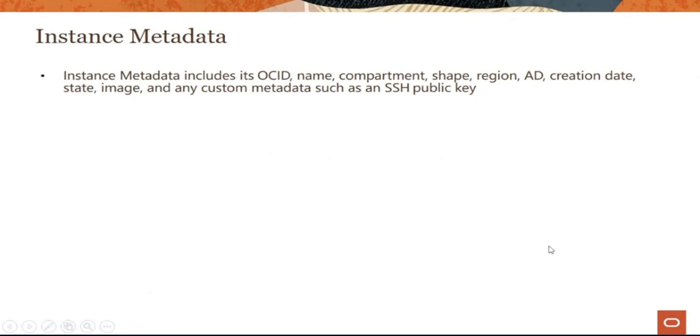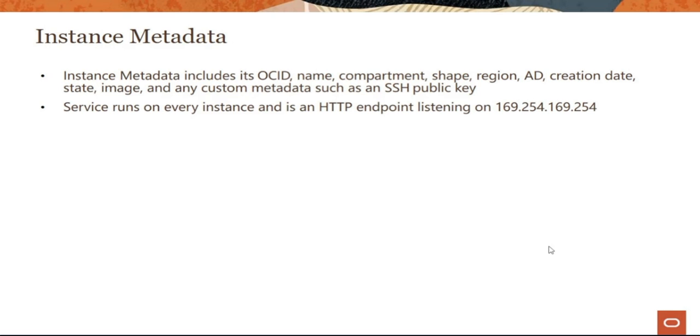So instance metadata includes things like instance OCID, name, where OCID is the unique identifier, compartment, shape, region, availability domain, and all the values you would attribute with the instance. You can also have custom metadata such as an SSH public key as part of instance metadata.